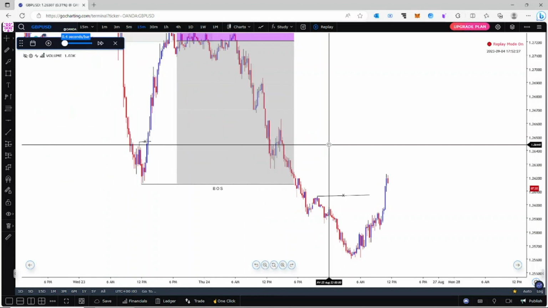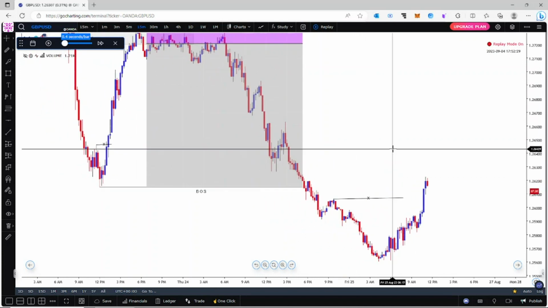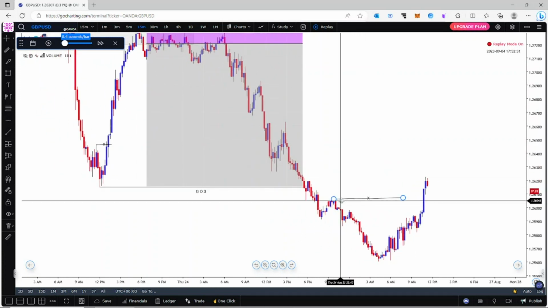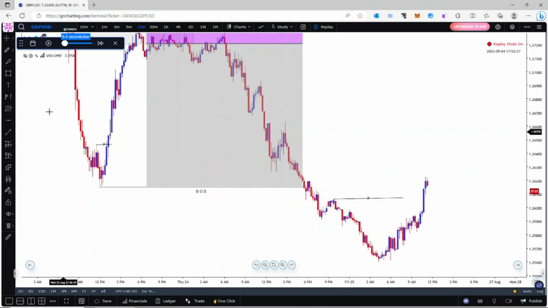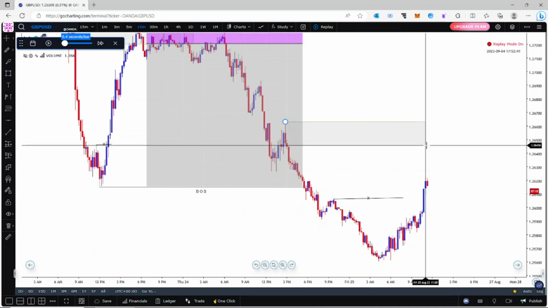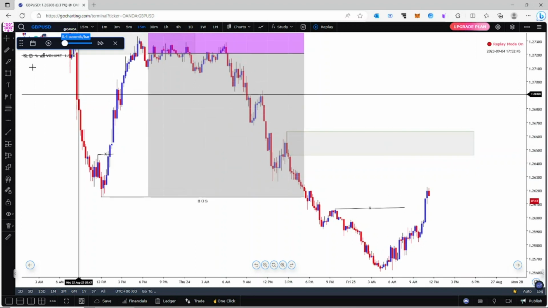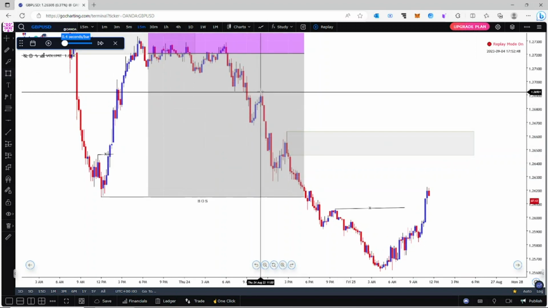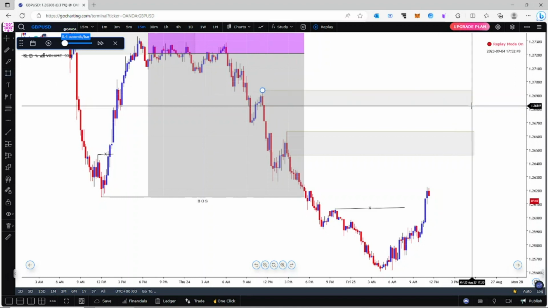So boom, the internal high has been taken, and now since inducement has been taken here, that means the nearest neat order block can be used. So we have this neat order block here. Okay, we also have this one here. This is also an order block.